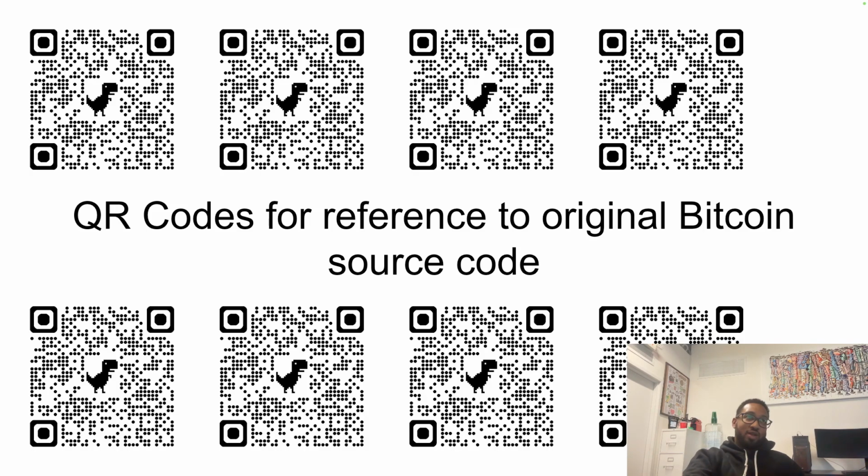So here are some QR codes for reference. The original Bitcoin source code. I know sometimes my camera blocks the video. This code can be scanned. Yeah, it's all around my face. I think it's more interesting if we look at the original source code, and a lot of people are interested in looking at this from a historical standpoint.